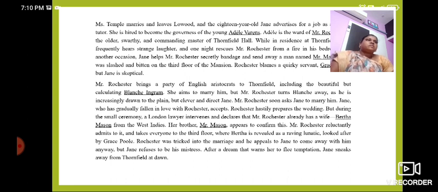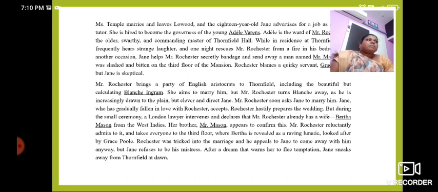Mr. Rochester brings a party of English aristocrats to Thornfield, including the beautiful but calculating Blanche Ingram. She aims to marry him, but Mr. Rochester turns Blanche away as he is increasingly drawn toward the plain but clever and direct Jane. Mr. Rochester soon asks Jane to marry him. Jane, who has gradually fallen in love with Rochester, accepts.